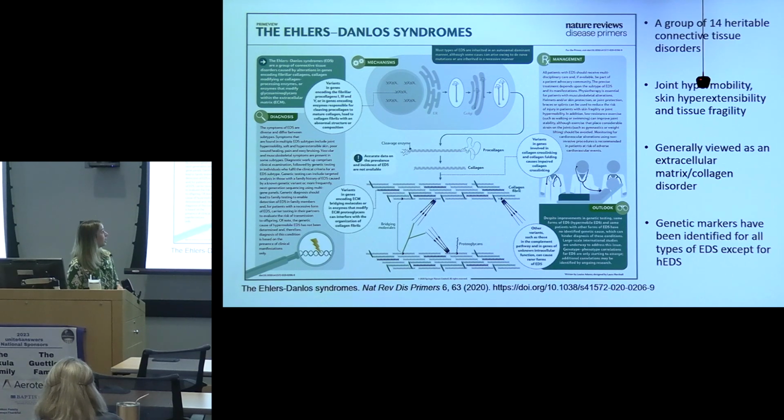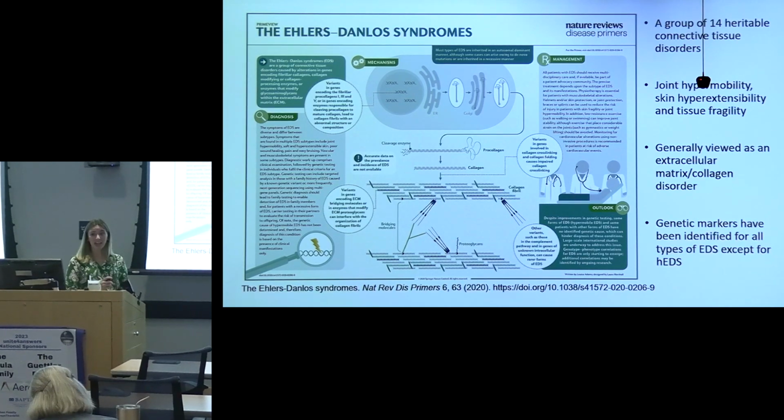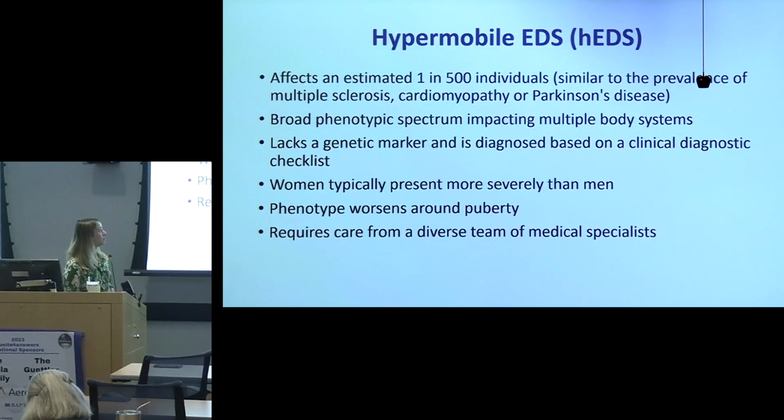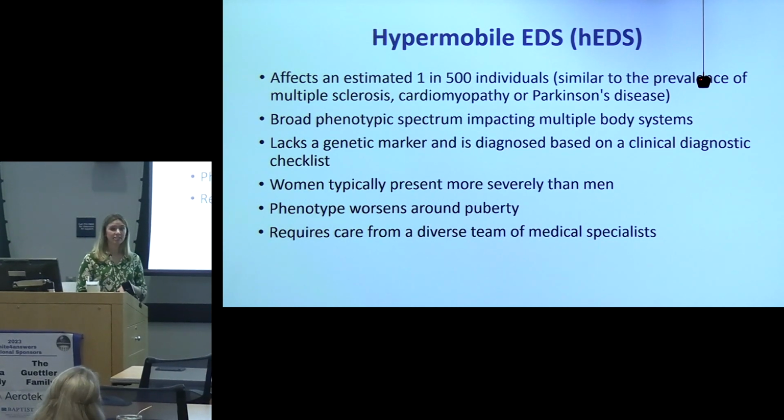You can see in this graphic the process of collagen being processed, and I actually show this a little bit later as well. For all the subtypes of EDS, except for HEDS, there are known genetic markers, meaning you can get genetic testing and be diagnosed with one of the rare subtypes. However, that's not the case for HEDS. We're obviously hoping to change that, but right now, a genetic test is not going to tell you that you have it. So hypermobile EDS.